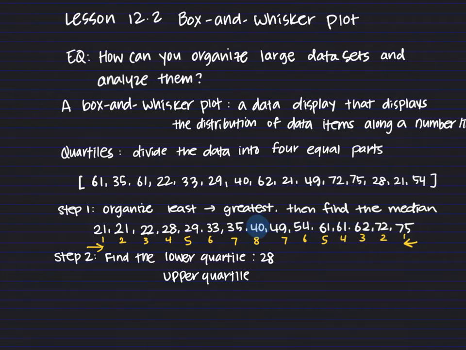I'm going to do the same on the other side. I count, and I do not include the median here. I count the other numbers, 1, 2, 3. And my median for the upper half, the upper quartile, is 61. So now that I have these numbers, I can move on to the next step.